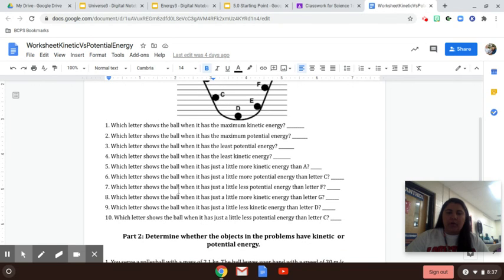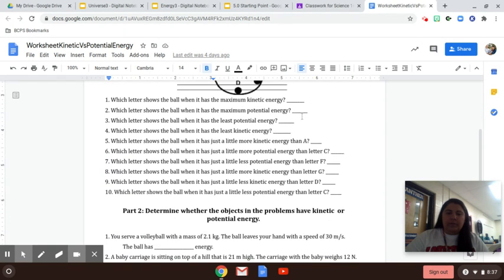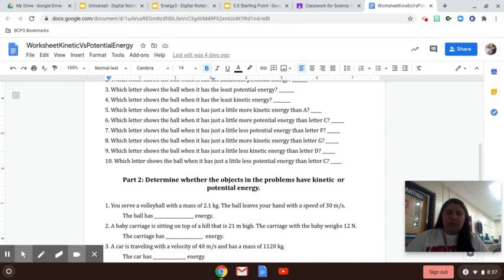Which letter shows the ball when it has just a little less potential energy than F? Okay, so just a little less potential energy. That means it's going to be lower down than F. Just a little bit less, that's going to be C. C is just a little bit lower than F is. That's what you're doing for that part.